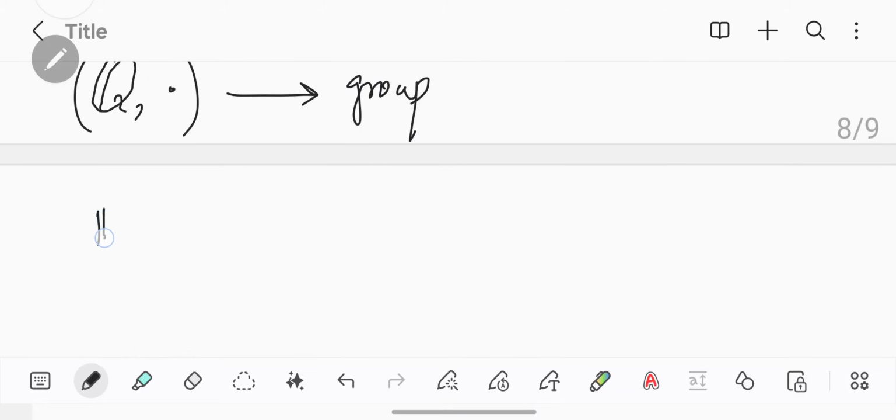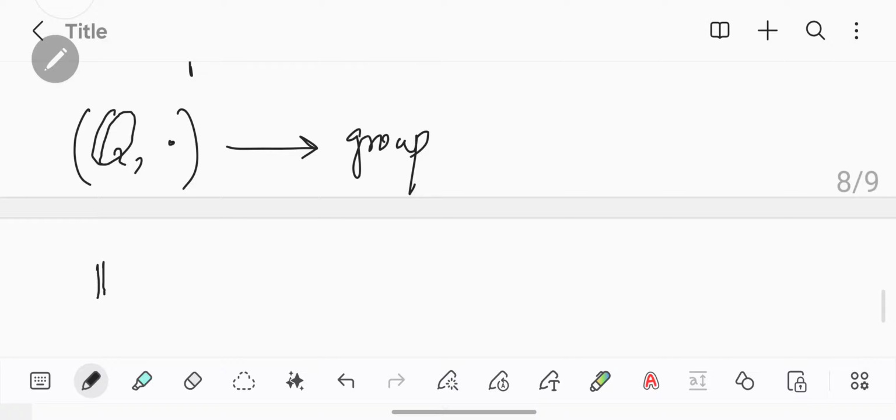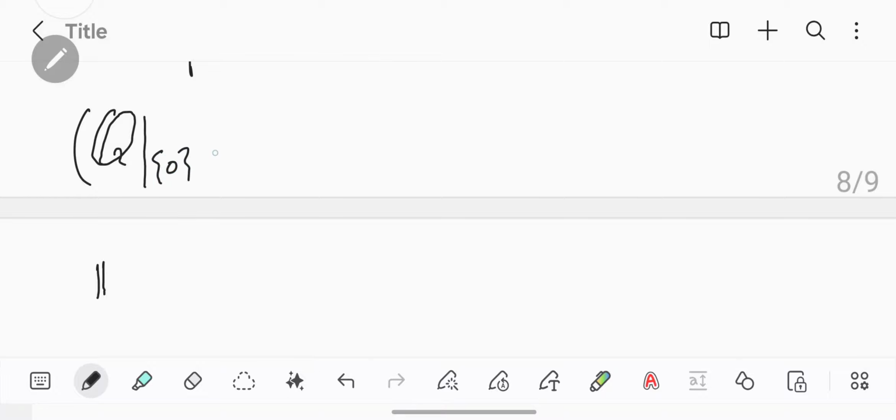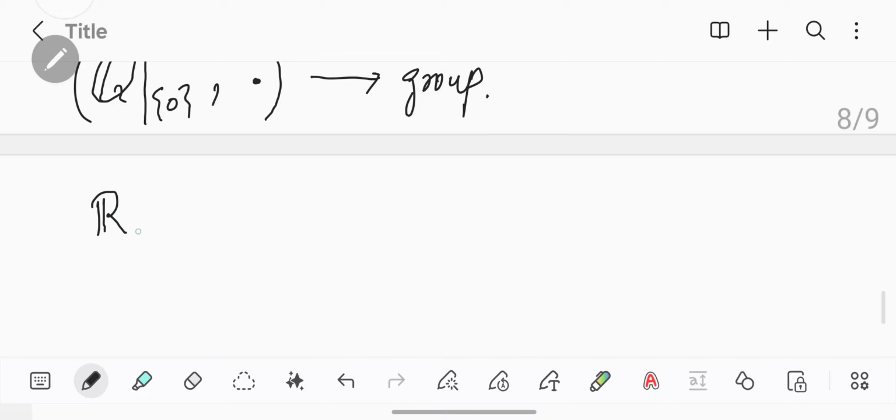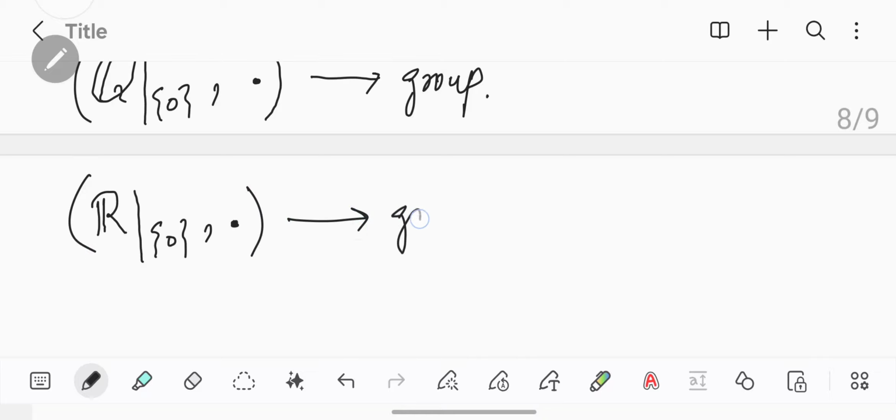Similarly, there is another group. There is a little mistake here. The set of rational numbers is not a group, but if you take 0 out of the set of rational numbers, then it is a group with respect to multiplication, right? Similarly, the set of real numbers is not a group, but if you take 0 out of the set of real numbers, then with respect to multiplication, it's a group.